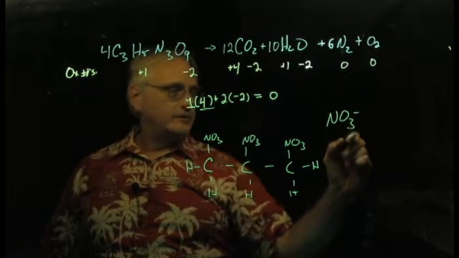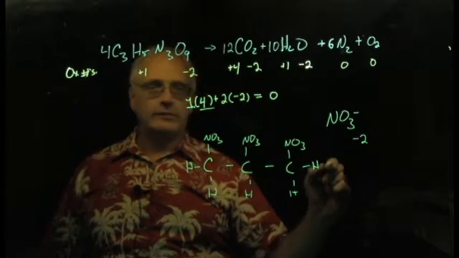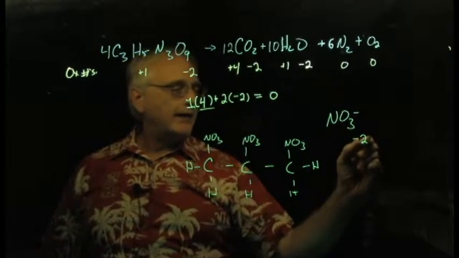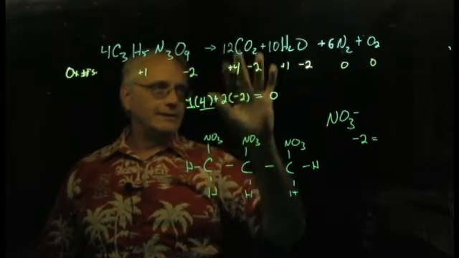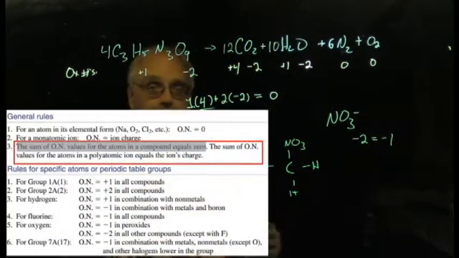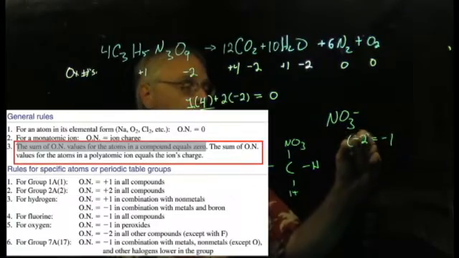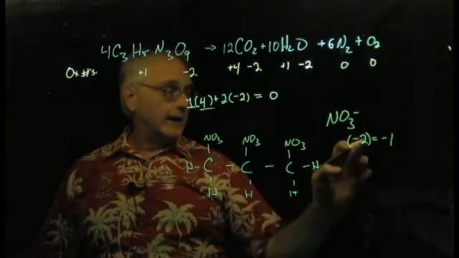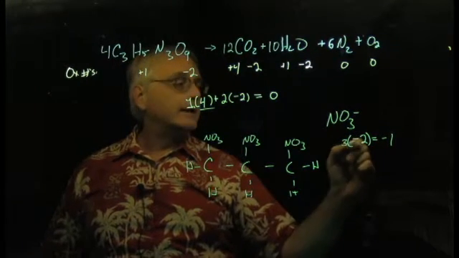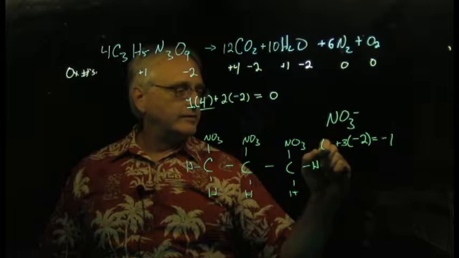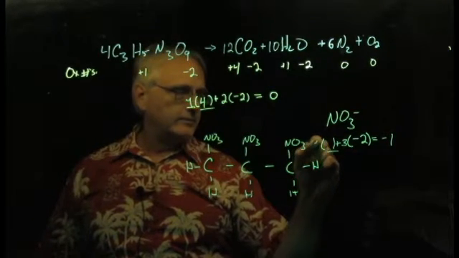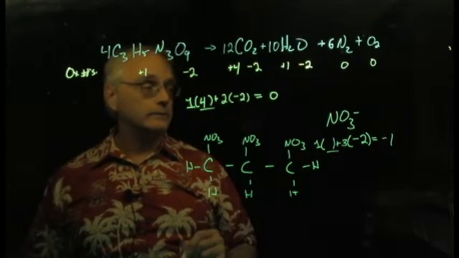Now, the oxidation number of the oxygen, still -2, but this is an ion. The oxidation numbers here have to add up not to 0 like they did for a neutral molecule, but to the overall charge. Here, -1. I'm going to do exactly what I did before. The oxidation number of the oxygen, -2. There are 3 of them. And the oxidation number of the nitrogen, not known yet. And yes, there is only 1 nitrogen, but I'm going to go ahead and include the 1 as well.